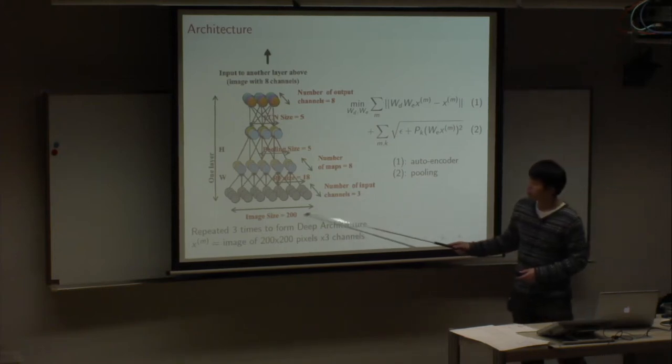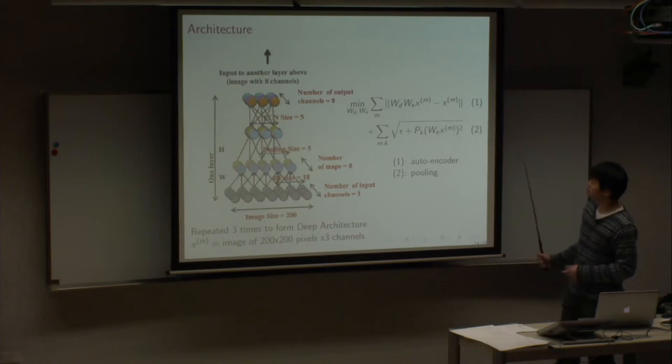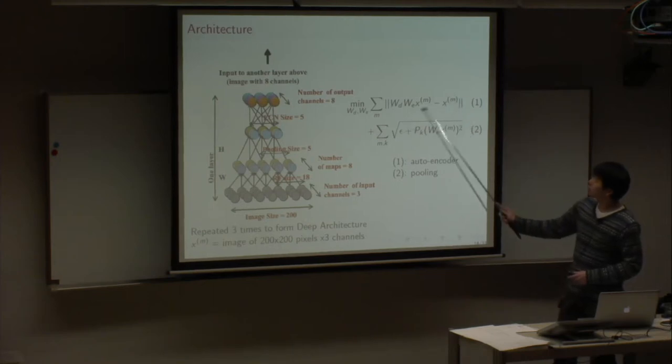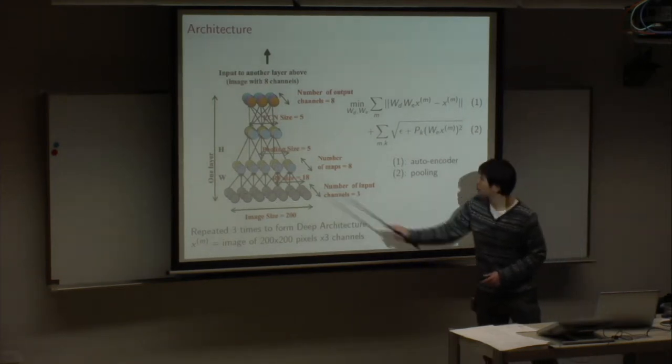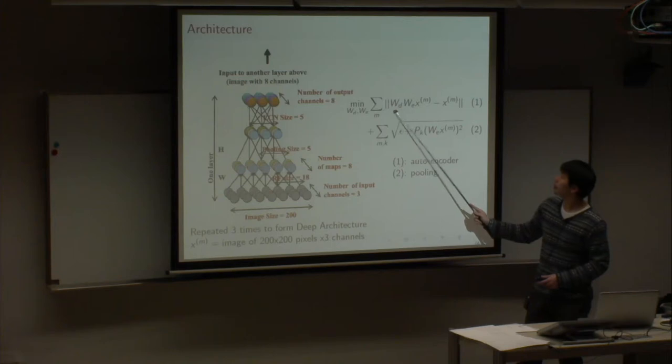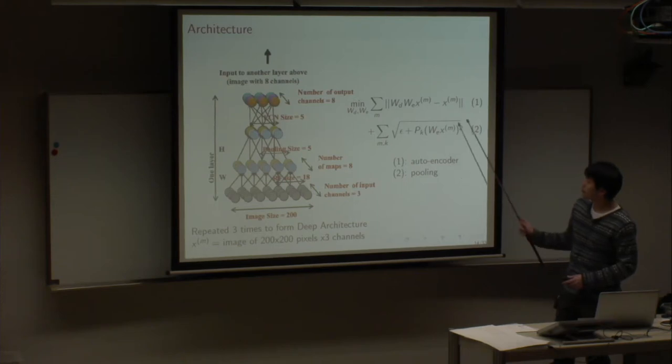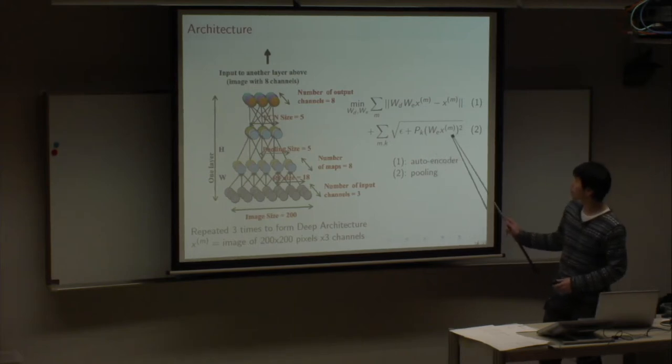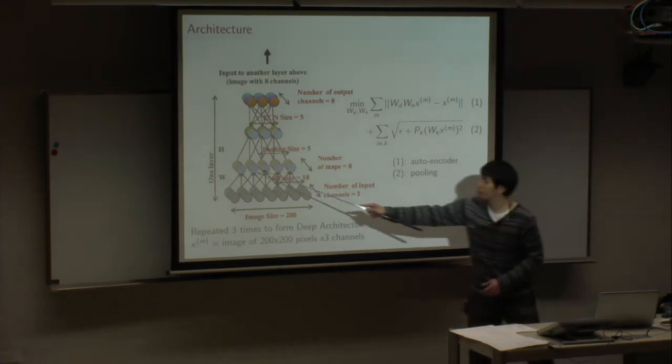Okay, so how do they train this? They optimize this kind of objective. For each image XM coming in, first of all, there's an autoencoder error. You encode it using this W, now I'm writing it as WE, and then you decode it back. You want to make sure that it's the same image. So this is the autoencoder part. And then for the pooling part, it looks like this. X times WE is the output here at H.